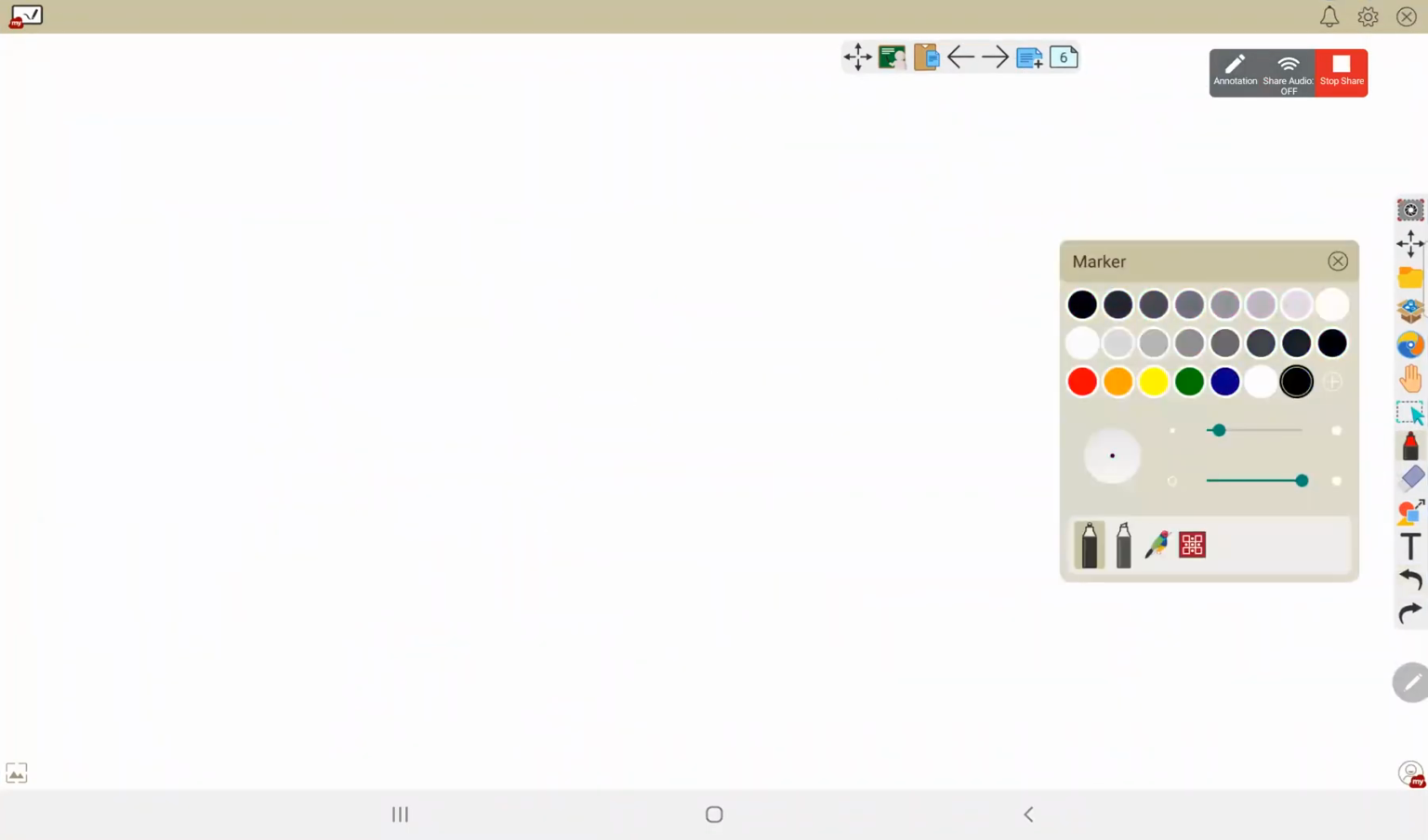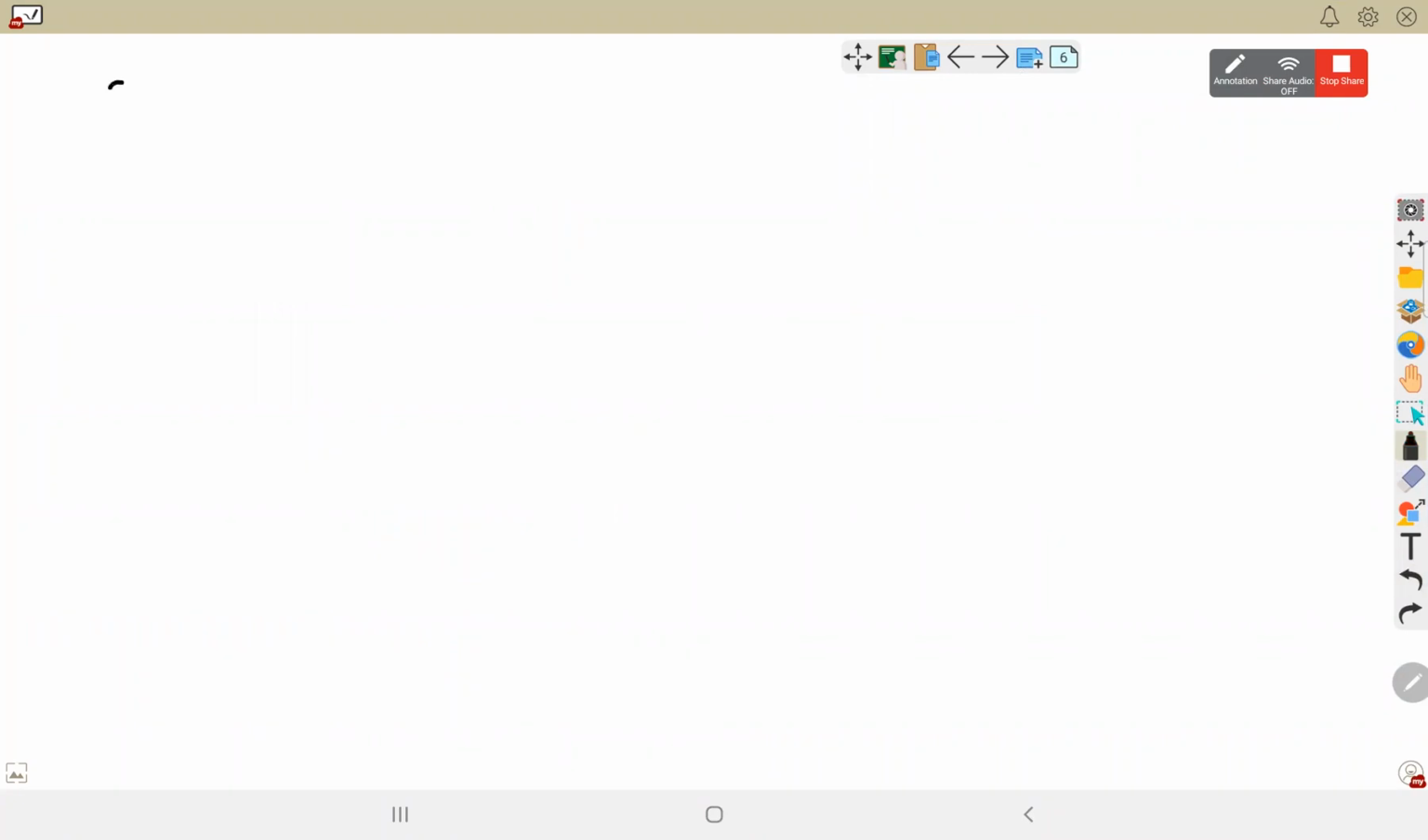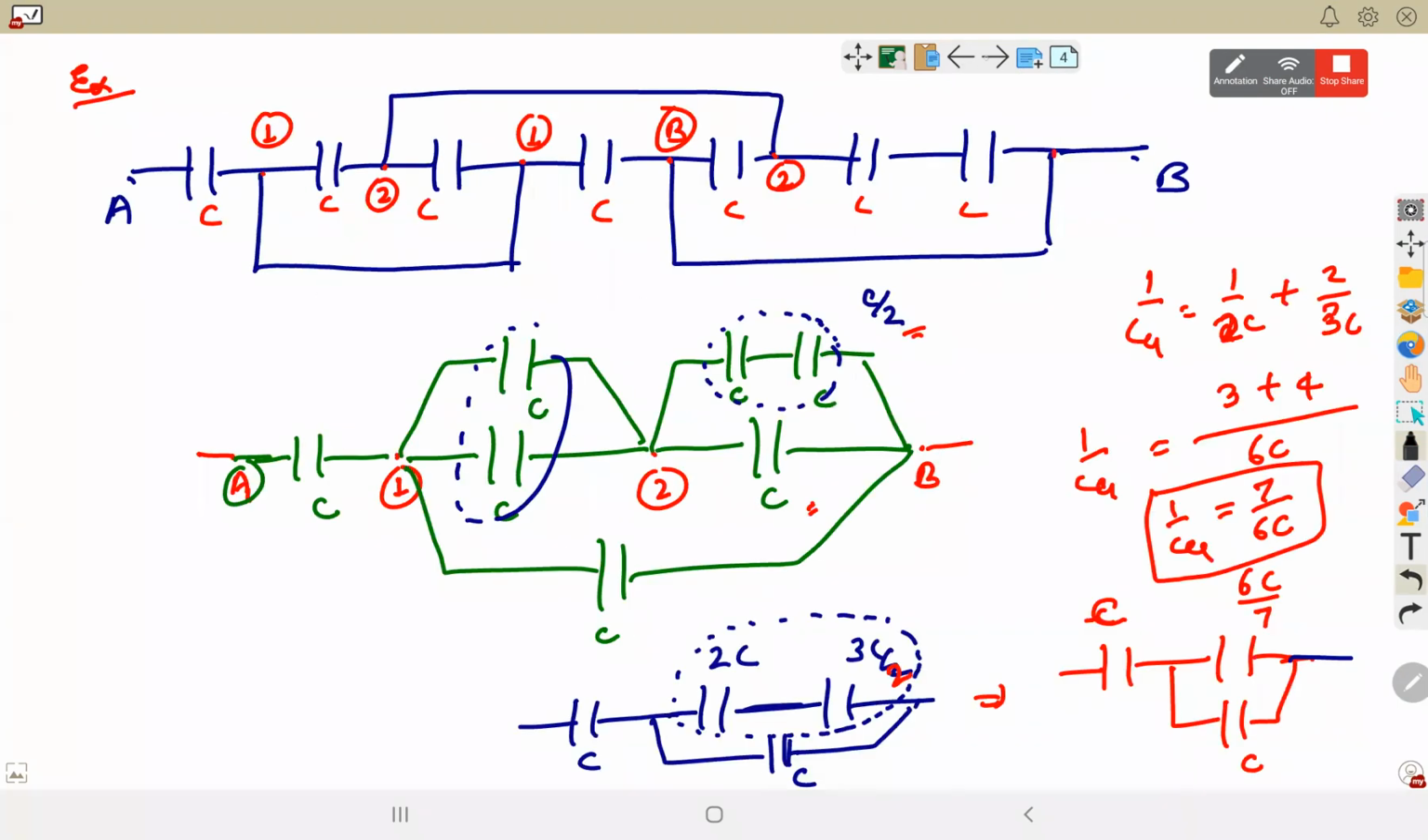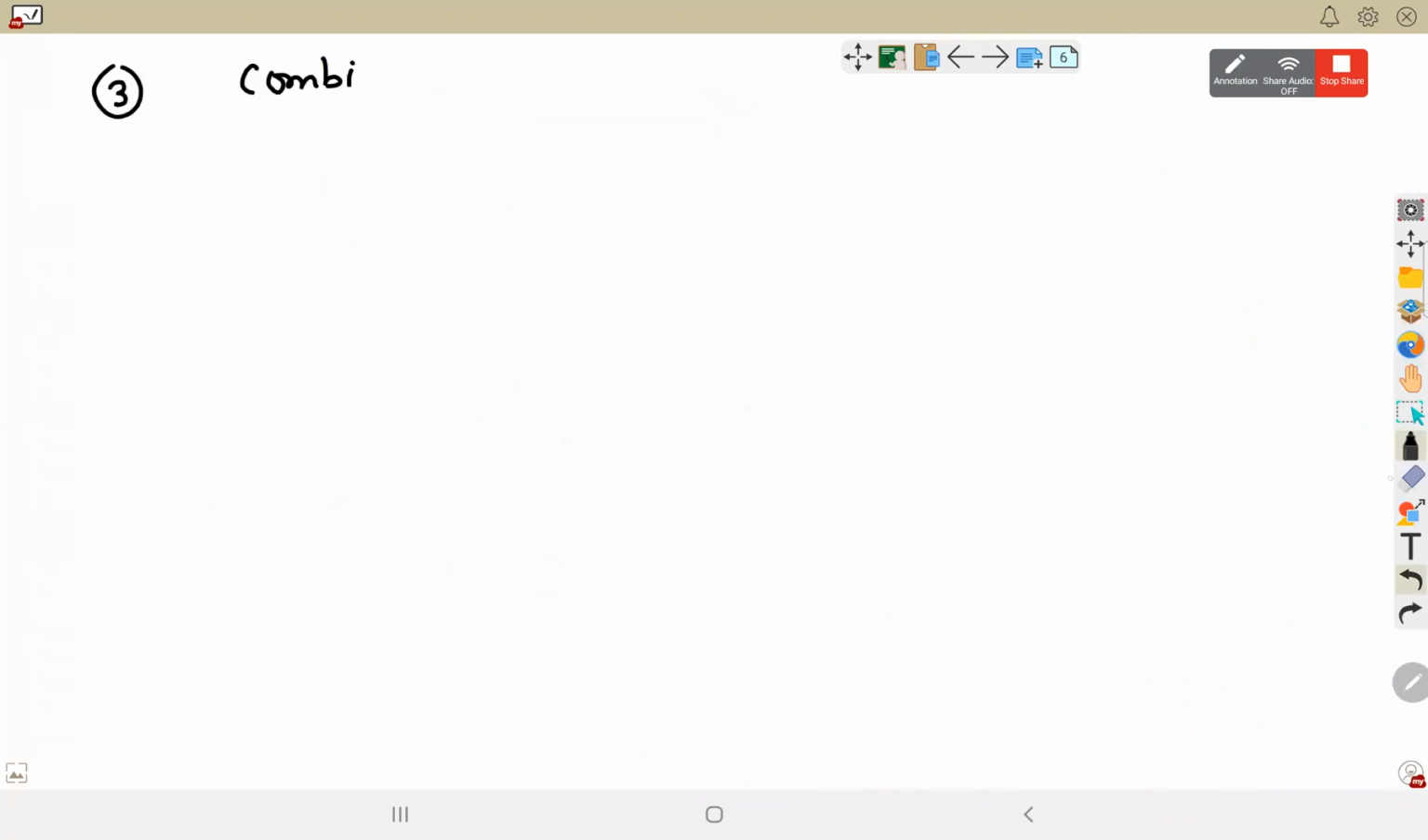Okay, let's move ahead. Next is a third type of circuit. Can we do another example like this first? More examples? Yes, sir. Yeah, sure. More examples.